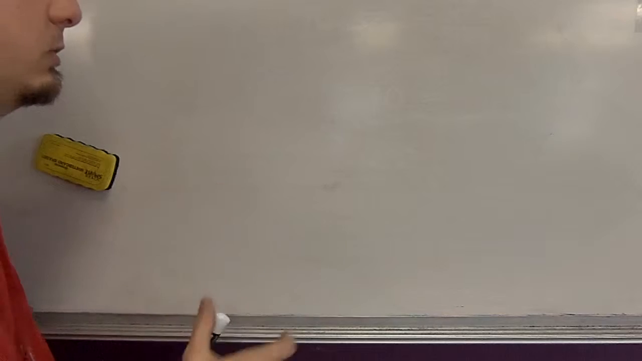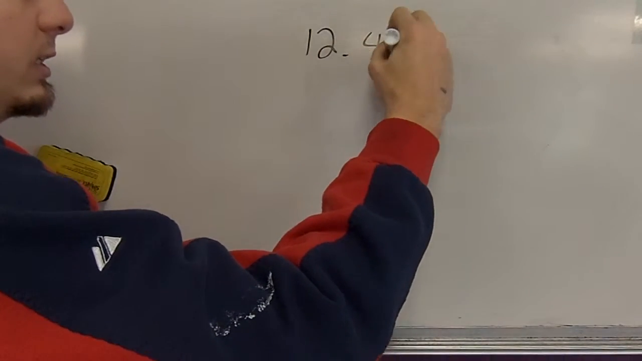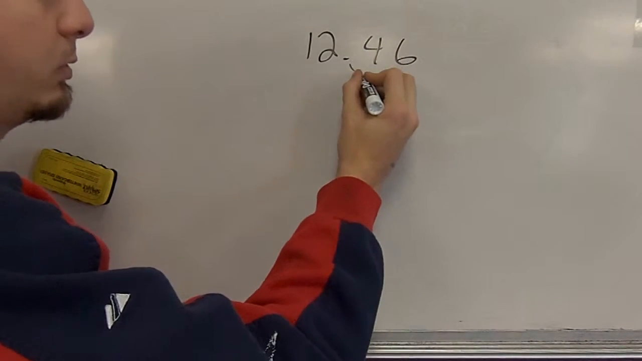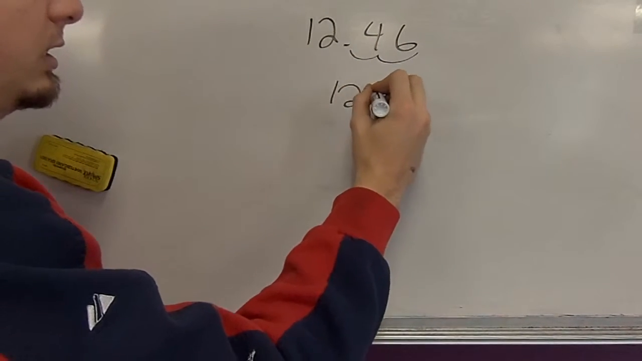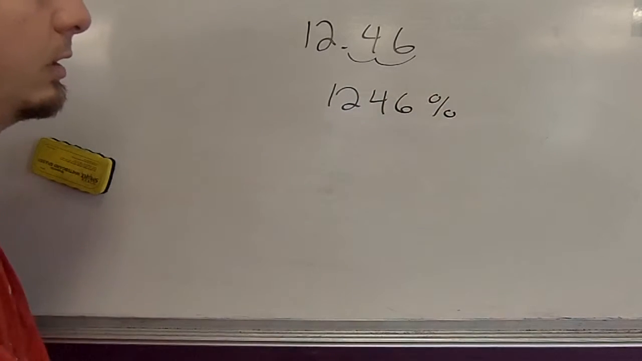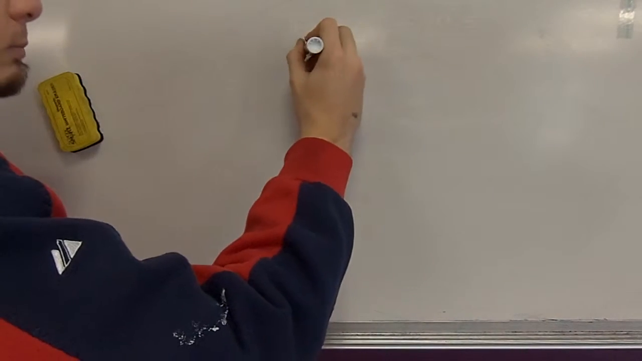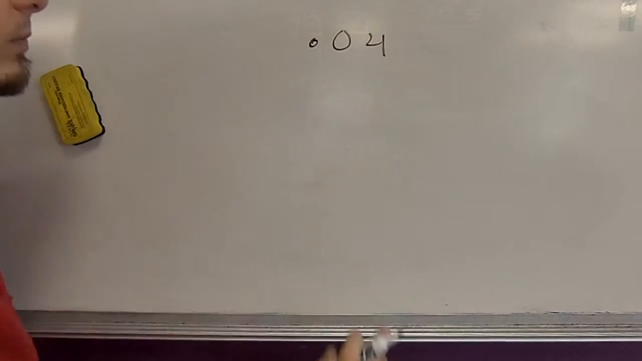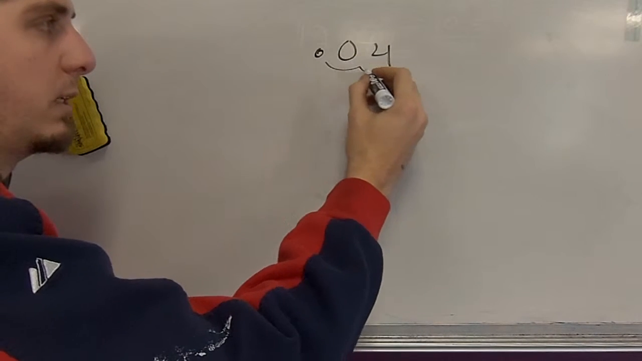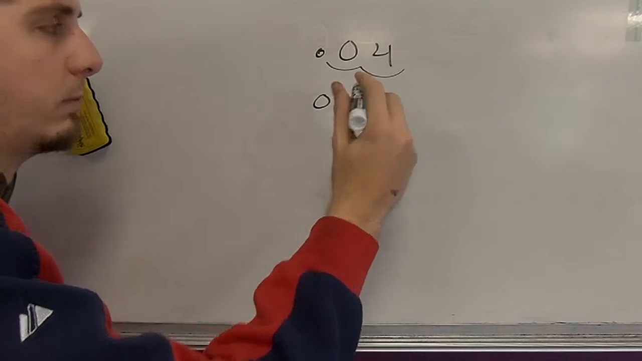So if someone gives you the decimal of 12.46 and they say, what is that as a percent? Multiply it by 100. Move that decimal right two spaces, and you can tell them it's 1,246%. If someone gives you the decimal of 0.04 and they say, what is that as a percent? Multiply it by 100. Move that decimal right two spaces, and you can tell them it's 4%.